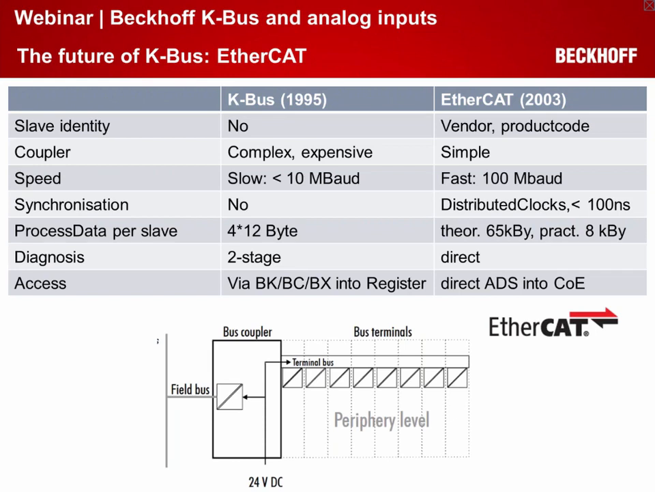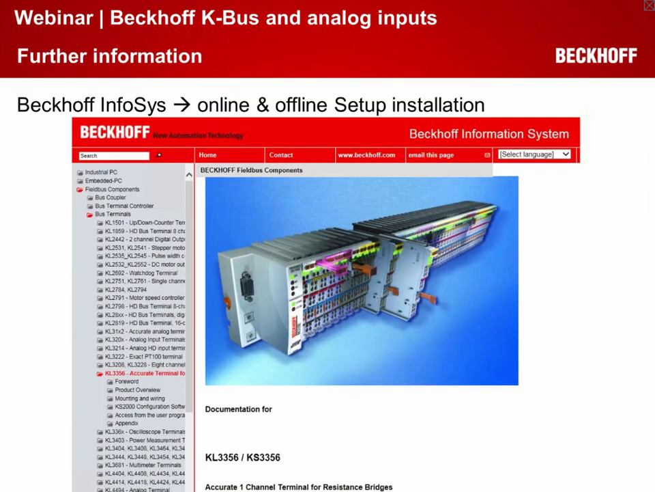In K-bus you see it's a two-stage level with the terminal bus and the fieldbus, and in the end the access to the settings in K-bus is done over the coupler into the registers. In EtherCAT it's done directly over ADS into the CoE of the terminal. So you see the history of EtherCAT is also based on this K-bus communication, and a lot of its features are much more improved in this EtherCAT system.